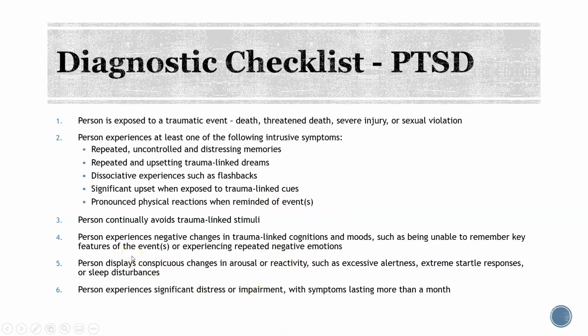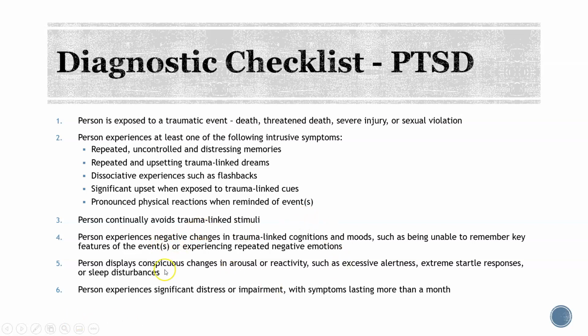This person usually experiences negative changes in trauma-linked cognition and moods, such as being unable to remember key features of events or experiencing repeated negative emotions. In this case, when we say experiences negative changes, negative is kind of like a math problem, so taking away things. So in trauma-linked cognitions and moods, it kind of strips away their memory of the certain event. So when they say negative changes, they're saying something's being taken away. That's what we mean when we're reading the DSM criteria.